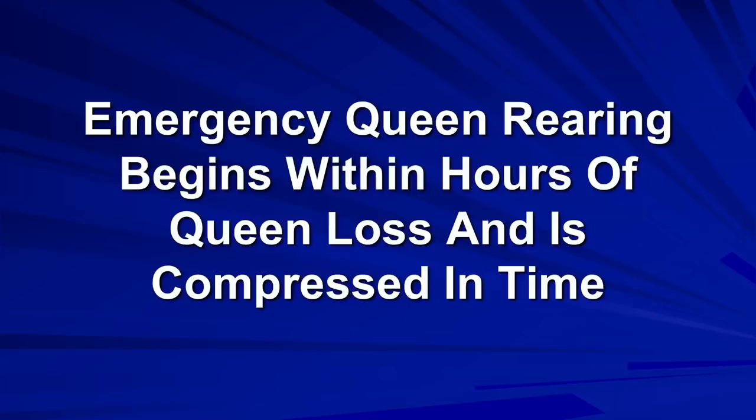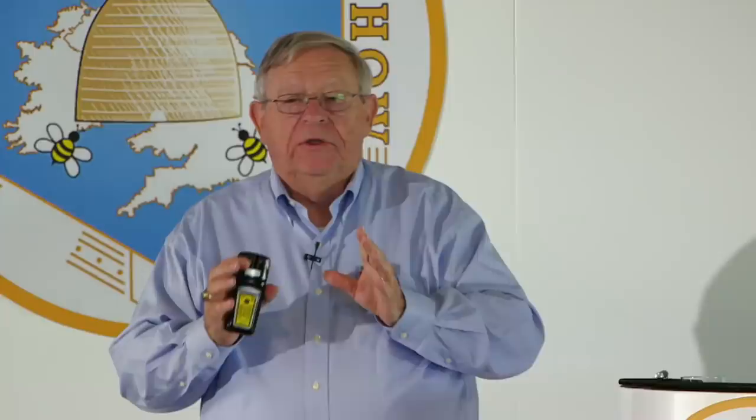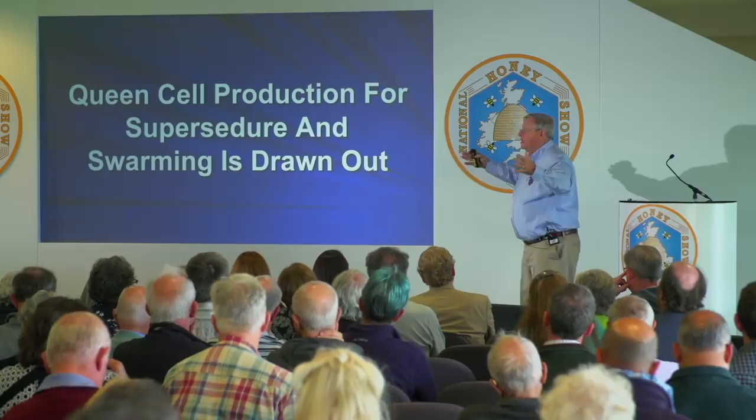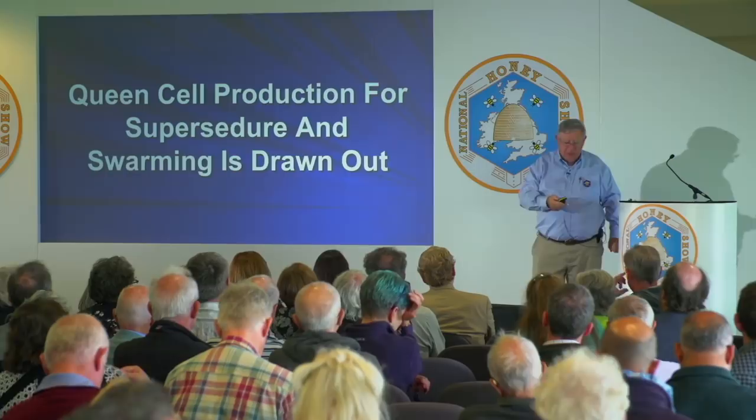And the bees respond by producing what we call emergency queen cells. So it happens fairly quickly after the loss of the queen. Supersedure is a gradual process over time. Swarming preparations is a gradual process over time. Emergency happens very, very rapidly.